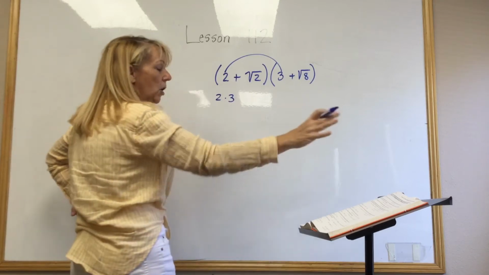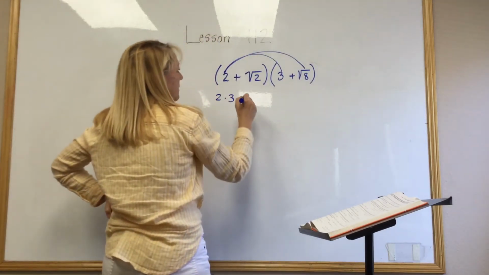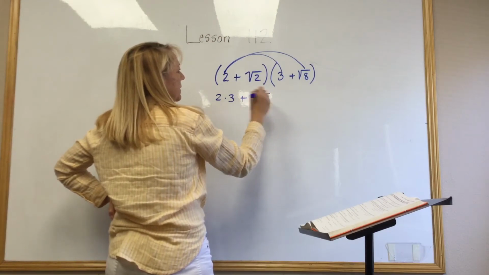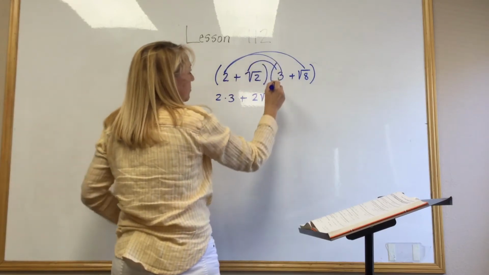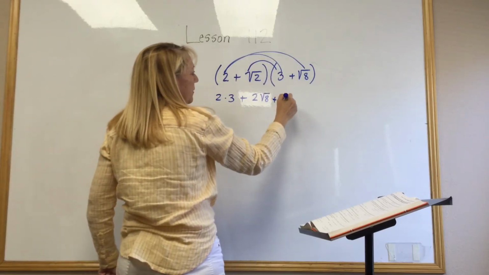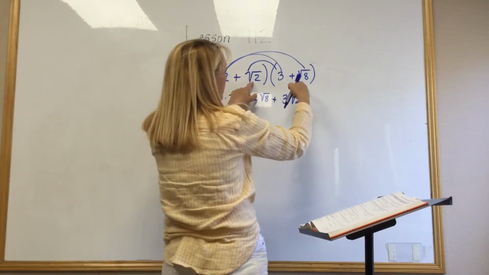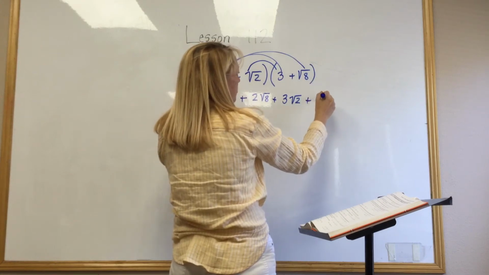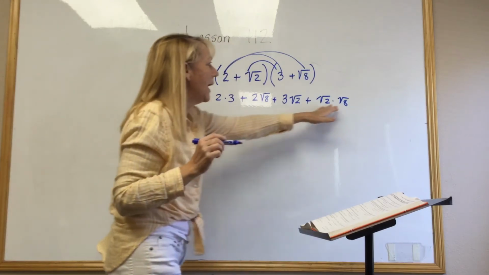I'm just going to write it all out. And then I'm going to do 2 times the square root of 8. So plus 2 times the square root of 8. Okay? Then I'm going to do plus, and now I'm going to do these two. 3 times the square root of 2. You always write the number before the radical. And then I'm going to do 2 times the square root of 2 times the square root of 8. So plus the square root of 2 times the square root of 8. Now I just wrote it all out.